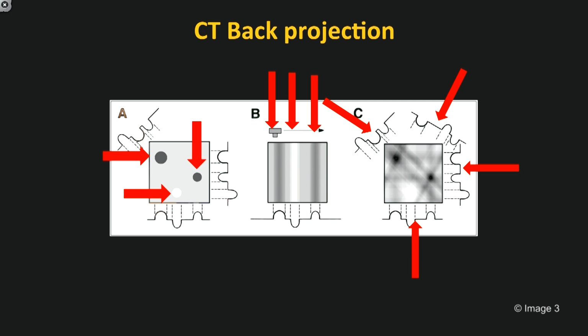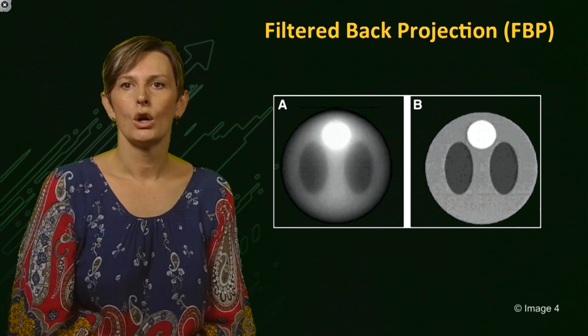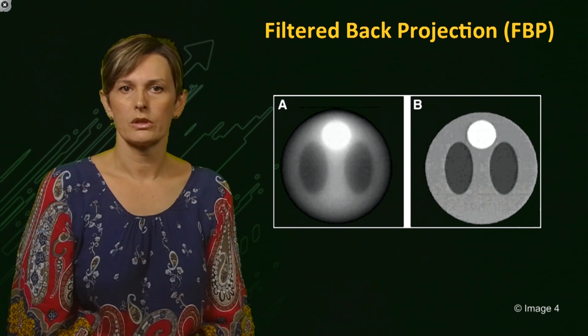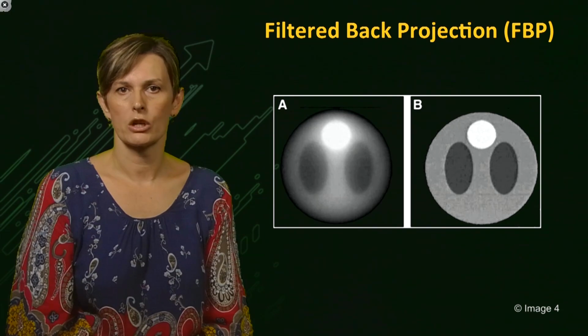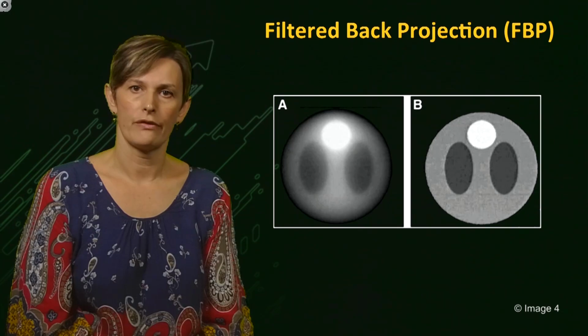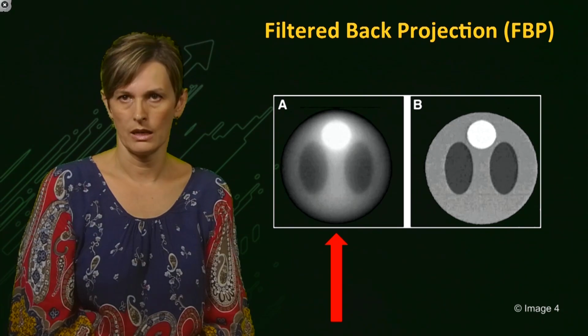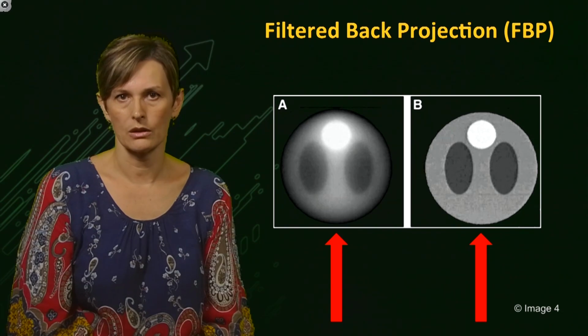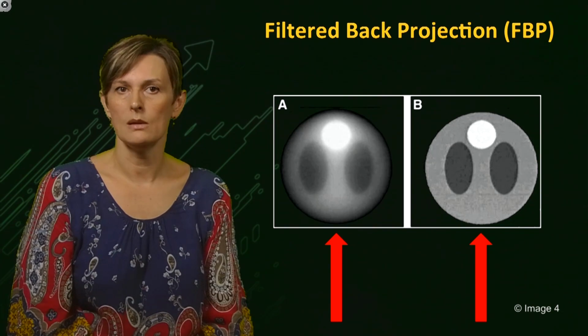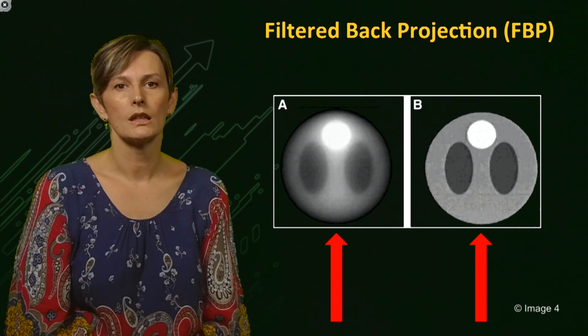It is quite blurry at first, but the quality of the image can be improved by using a mathematical process such as filtering. To understand the importance of filtering, let's compare two pictures. The first picture is a CT scan image of an object before mathematical filtering. And here is the same picture after filtering. As you can see, the image becomes much sharper.